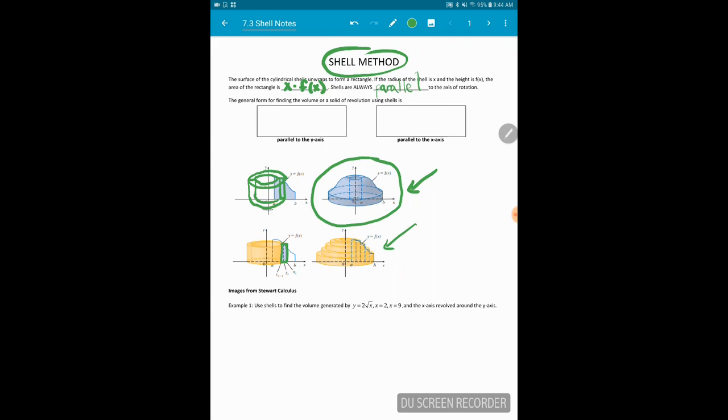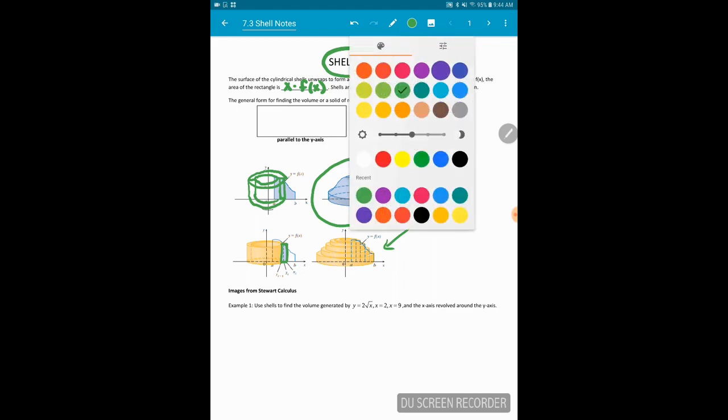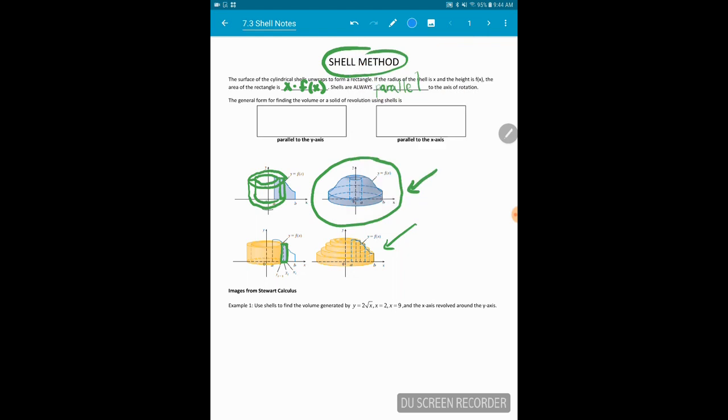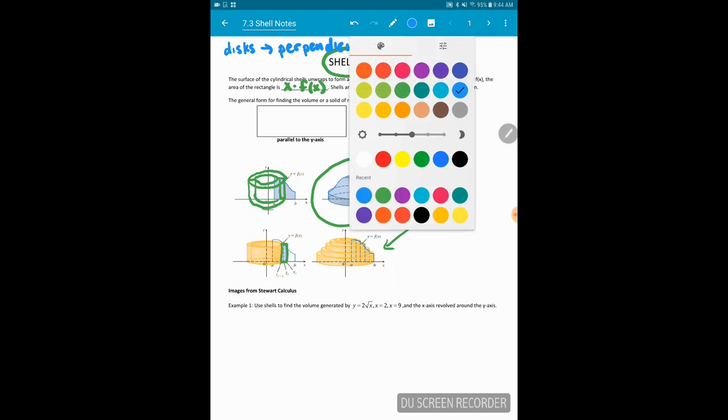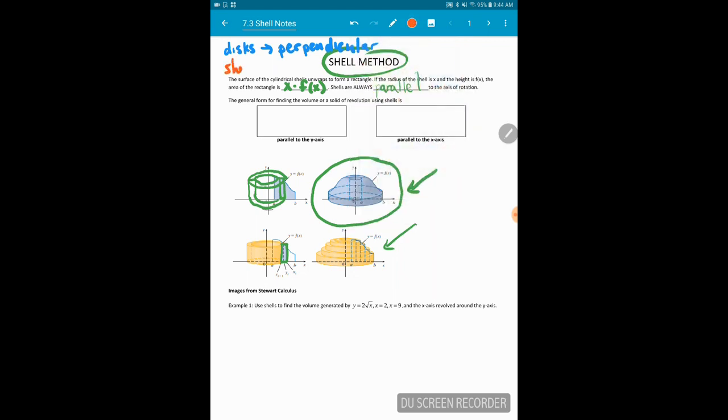Shells are always parallel to the axis of rotation. This is an important note that we have to keep in mind. If we are doing disks, it is perpendicular to the axis of rotation. And if we are doing shells, they are parallel to the axis of rotation.